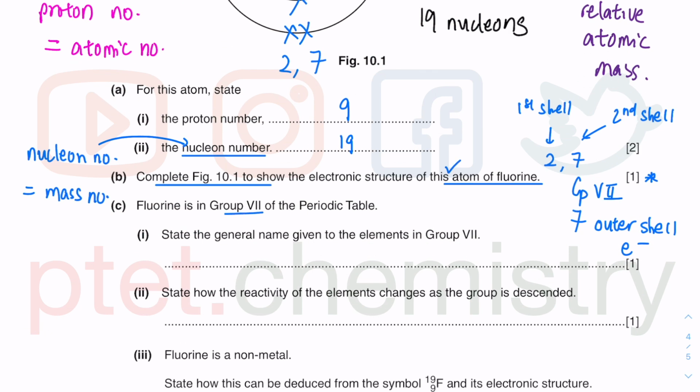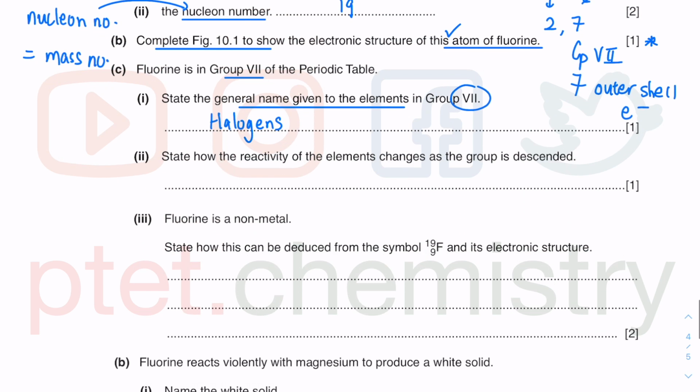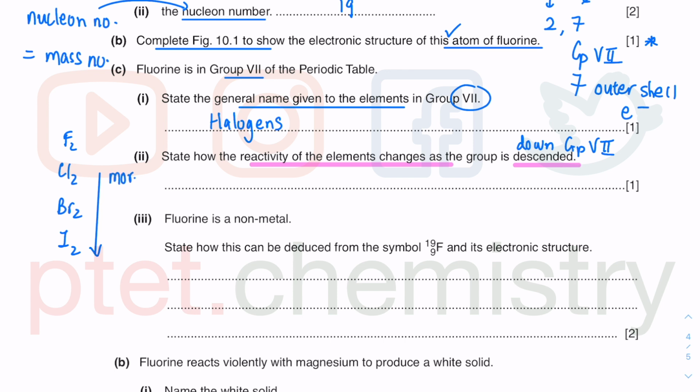Now fluorine is in group 7. What is the general name given to the elements in group 7? This is halogens chemistry. How does the reactivity change as the group descends? That means down group 7. As you go down group 7, you have fluorine, chlorine, bromine, iodine. When we learn the displacement reaction, we learn that the more reactive halogens can displace the less reactive halogens. So we know that these are more reactive on top of group 7, and then it becomes less reactive at the bottom of group 7.